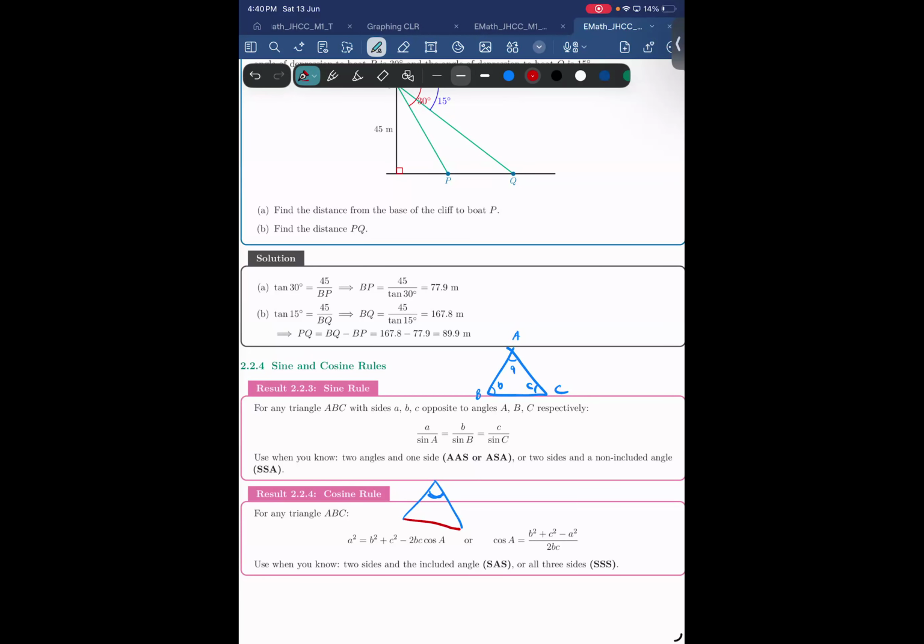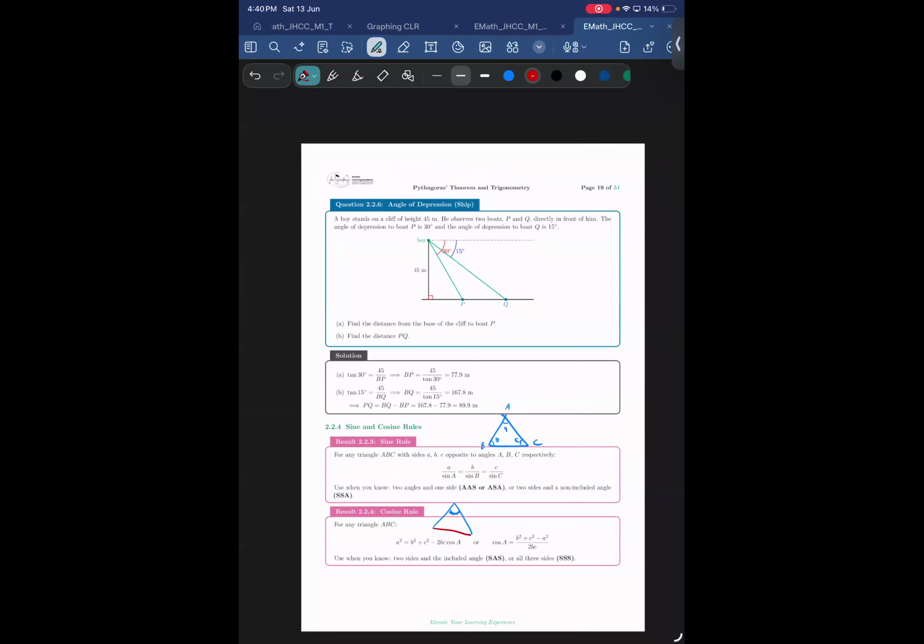Sine rule is not so straightforward when you should use it. But in general, if you have a question that you cannot use cosine rule, then you use sine rule. And when to even consider using these two is when you don't have a right angle triangle. So right angle triangle, you probably want to use Pythagoras theorem or the trigo ratios.